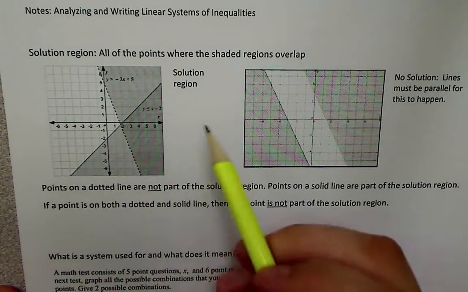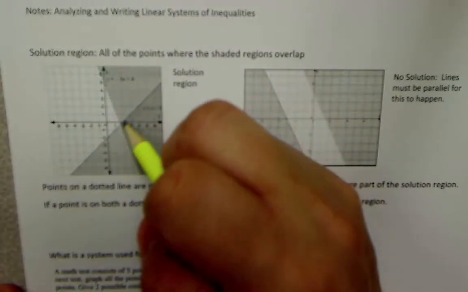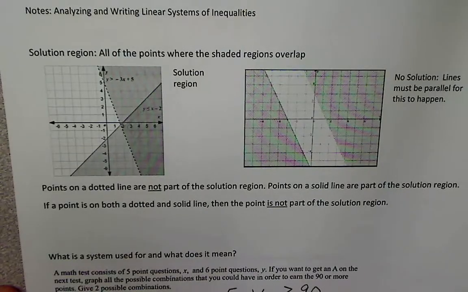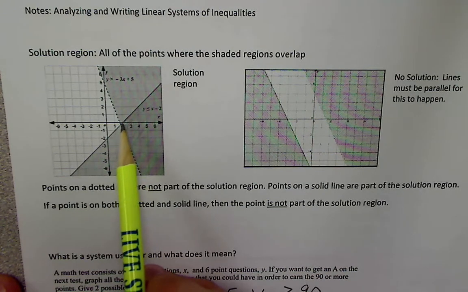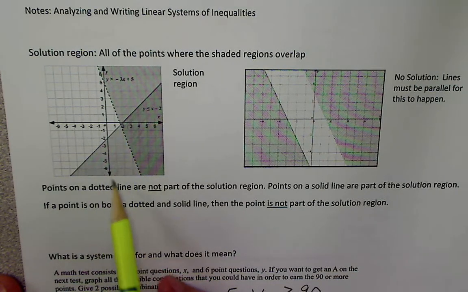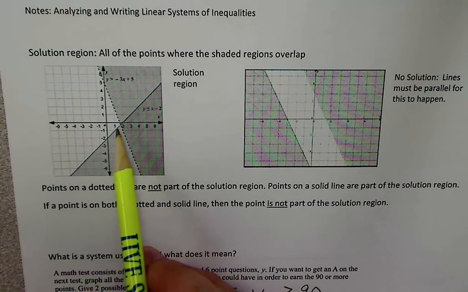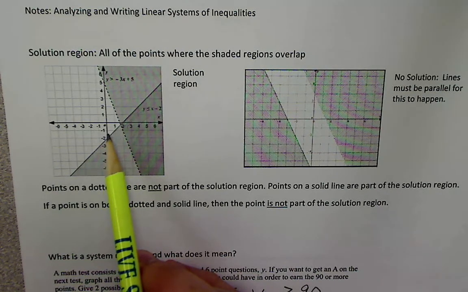Okay. If you have a point that is on the solid line right here, then it's not part of the solution. If you have a point that is on this dotted line right here, it's not part of the solution. And then depending on what the lines look like, the intersection point right here may or may not be. In this case, because one of the lines is dotted, the point of intersection right here is actually not part of the solution region either.